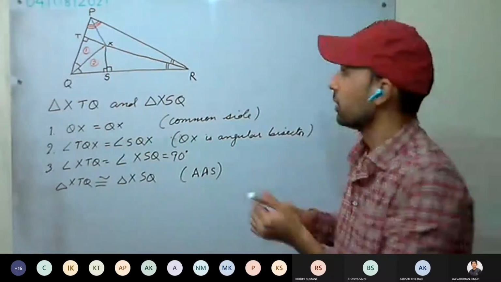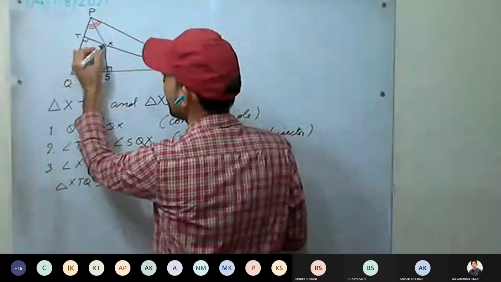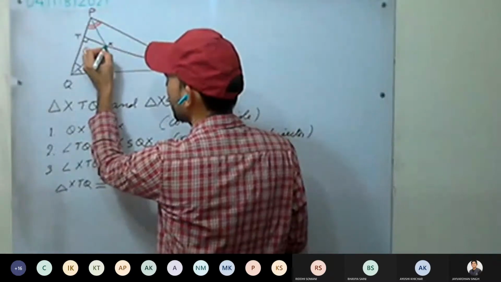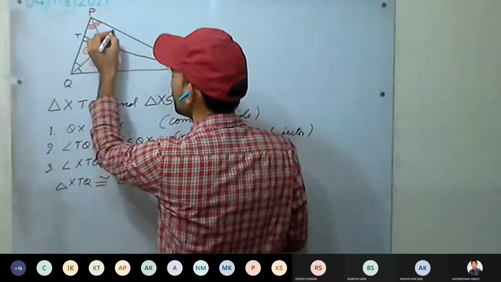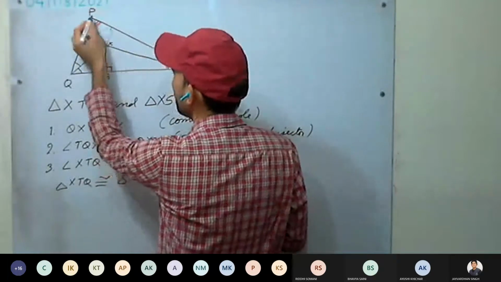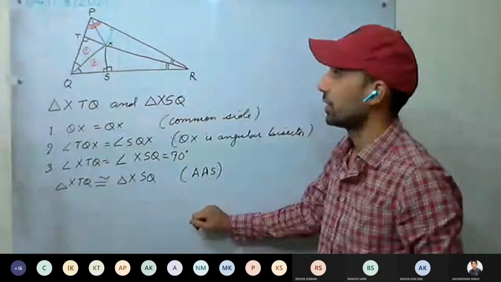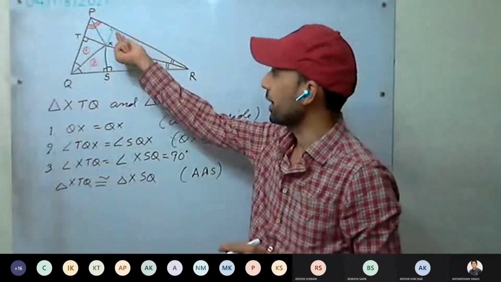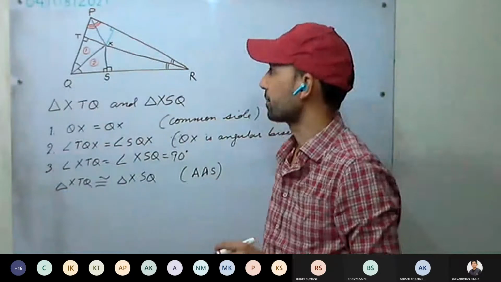So we can construct as well. Here what we'll do, we'll construct. What are we going to construct? See here, it is perpendicular to this line. So we'll construct a line from X to PR that is perpendicular to PR. Here in this question, we are going to construct a line. What should we name it?